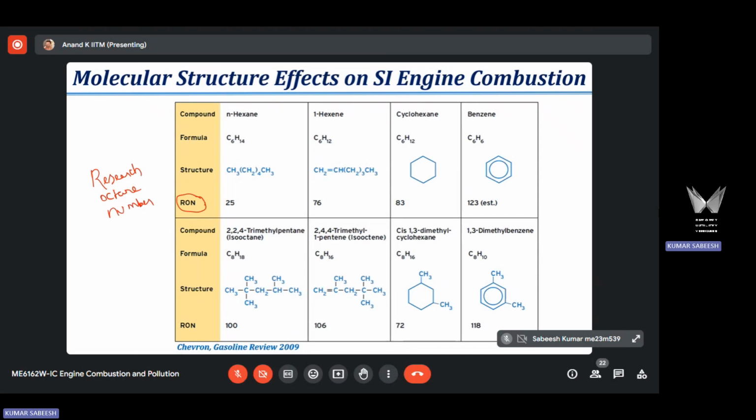So we are looking at how this research octane number varies with the hydrocarbon molecular structure. When you have a normal paraffin class, you have a very low research octane number. This is 25. Can you tell me why?